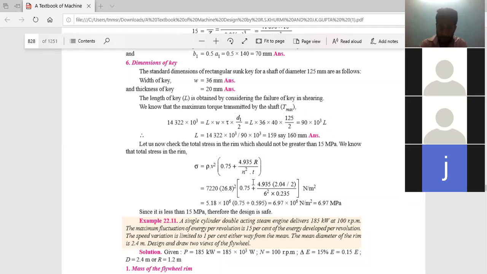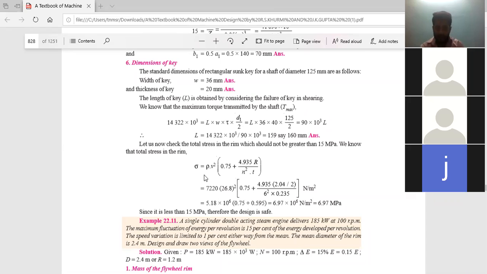Overall stress in the flywheel is given by rho v square into (0.75 plus 4.935 times R upon n square t). Rho is given in the problem, that is the density of the material. V is the linear speed, that also we have calculated. What is capital R? Capital R is nothing but the radius of the flywheel rim, that also we have calculated. What is n? n is the number of flywheel arms, that is equal to 6. What is t? t is the thickness of the flywheel rim, that is 0.235.